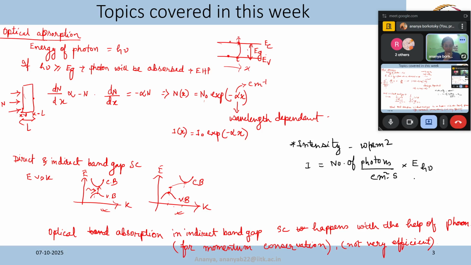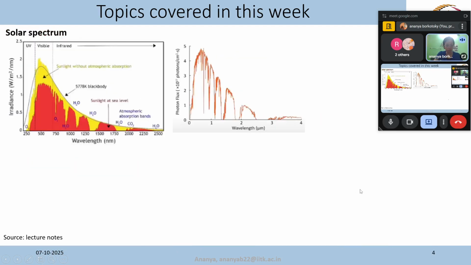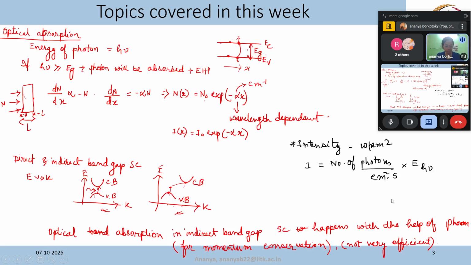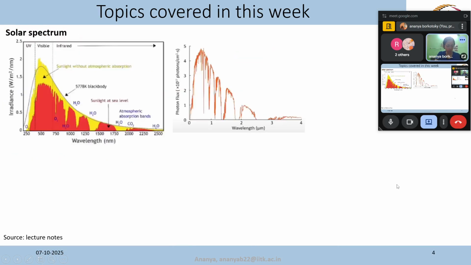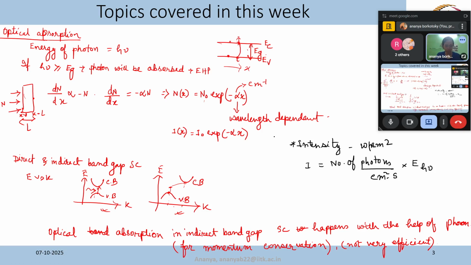So number of photons per centimeter square is this. So we know that 1 watt, what is the relation between watt and joule? You should remember this relation. 1 watt is actually 1 joule per second. That is the relation between power and energy. 1 watt is equal to 1 joule per second.